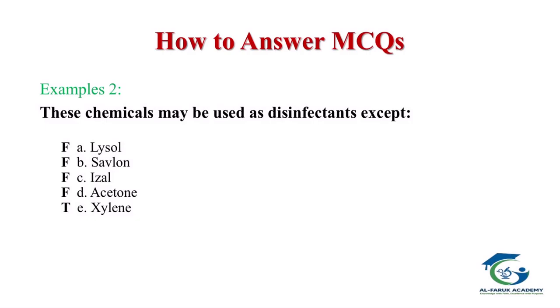So that is why we said the MCQs are divided into the normal MCQs and the MCQs that contain the word except. Whenever you find the word except, the wrong answer is the true one. So you see here, the wrong answer is Xylene. We are not using Xylene as a disinfectant, but we mark it true because there is the word except.